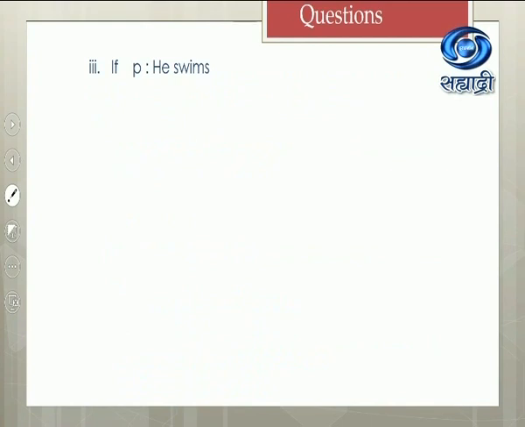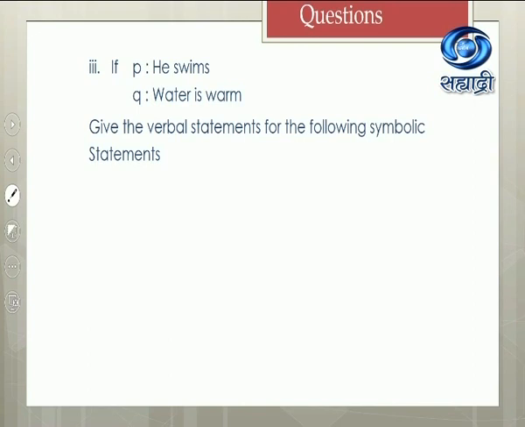Next example is, if P is he swims, Q is water is warm, give the verbal statements for the following symbolic statements. Here the first question is P if and only if negation Q. The verbal statement will be what? He swims if and only if water is not warm, because it is negation Q. P is as it is. So we write P, he swims if and only if water is not warm.